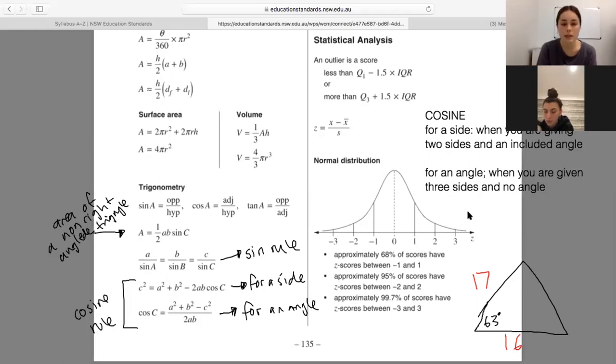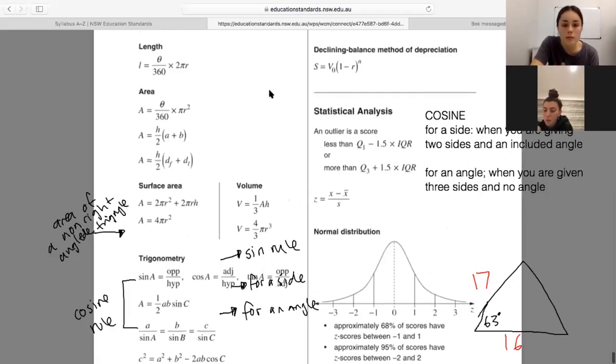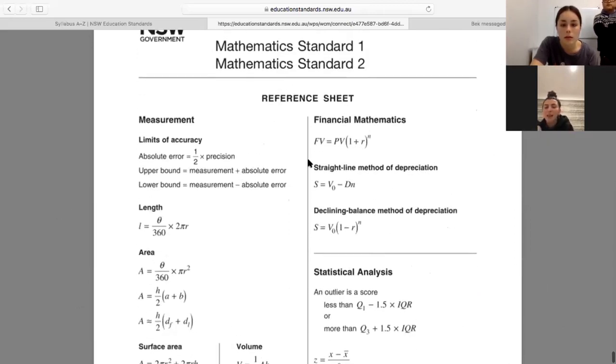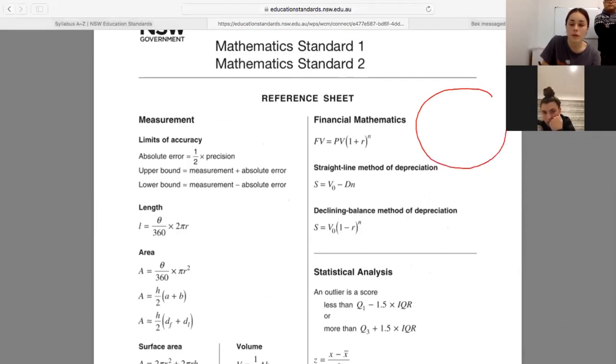So is that your whole reference sheet annotated now? Just a question. What's the one at the top? The length of an arc. You know how before we went through what a sector was? This part here would be the arc. So if you're trying to find the length of the curved part of the sector.